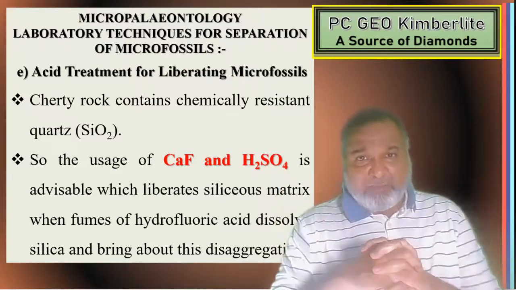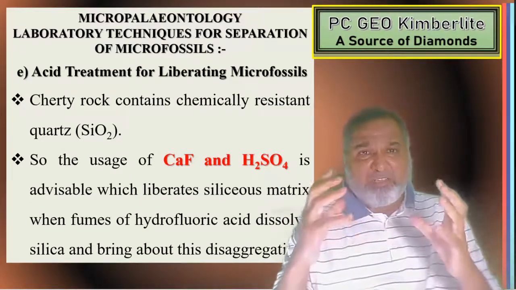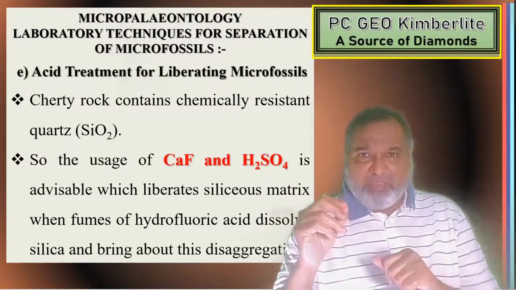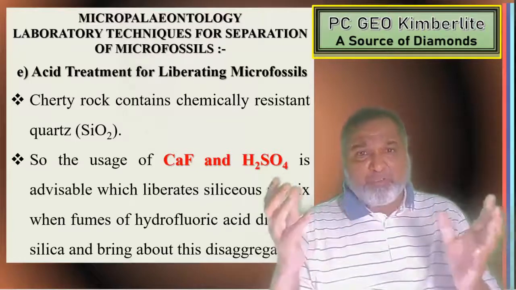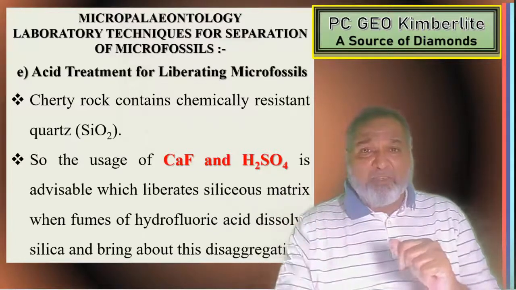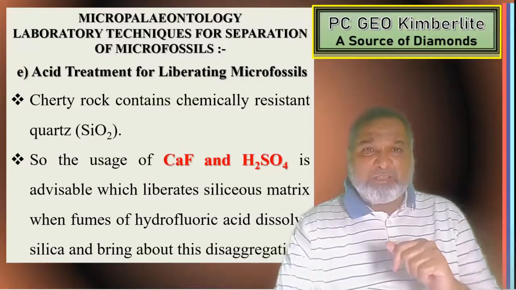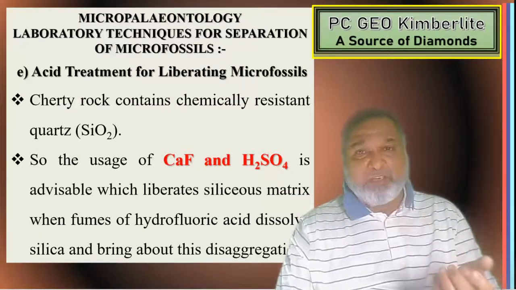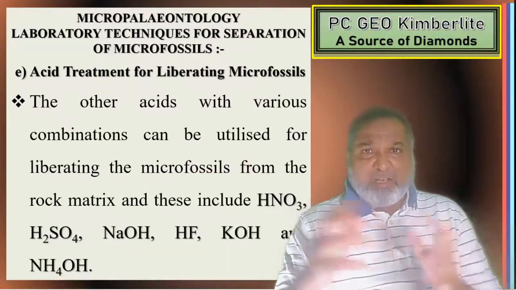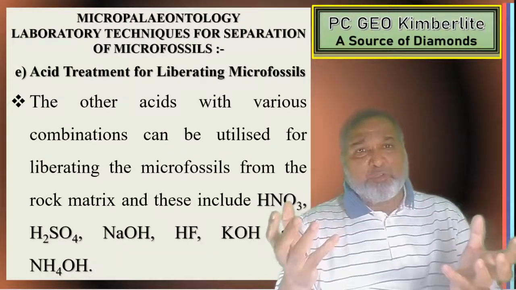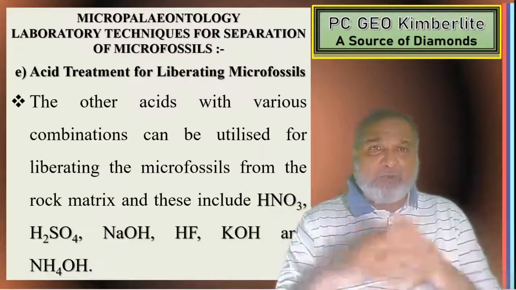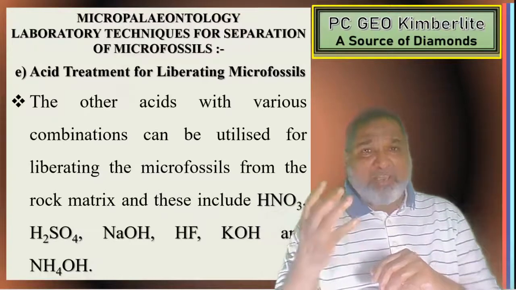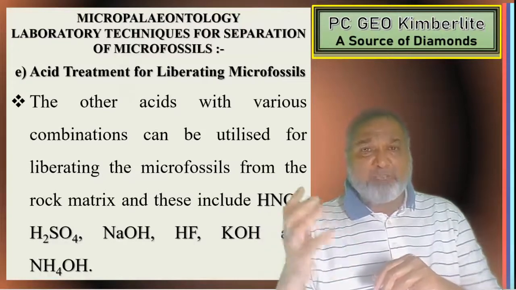Dirty rocks contain chemically resistant SiO2. Quartz is there, so we can use CaF2 or HF. H2SO4 is advisable, which liberates the siliceous matter, when the fumes of hydrochloric acid dissolve silica and bring about the disintegration. The other acids in various combinations that can be used for liberating the microfossil from the rock matrix are HNO3, H2SO4, NaOH, HF, KOH, and NH4OH.